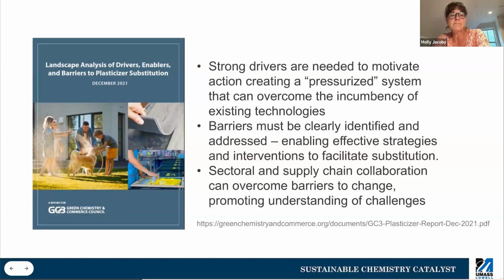And in these examples, it included technical challenges, for example, with reformulation, again, the cost of the substitutes, and the potential for supply chain disruption. A lot of small businesses can't withstand disruption for very long as they retool and create process changes to accommodate the substitute. So sectoral and supply chain collaborations are really needed to overcome these barriers. And I think NGOs and governments can really play a role in convening these kinds of collaborations to make these changes possible. And next slide, please.